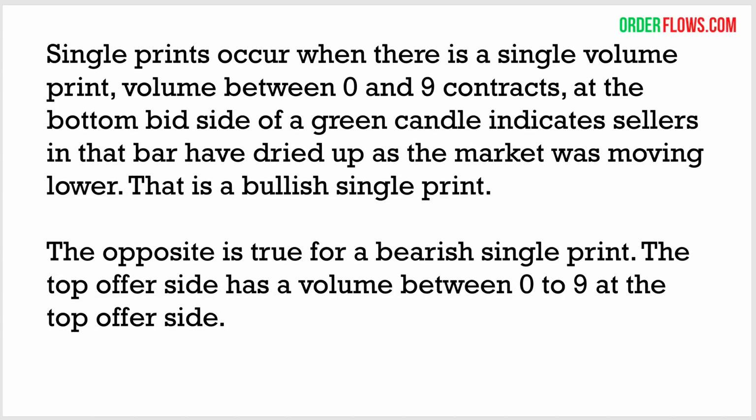So again, just briefly, a single print occurs when there's a single volume print, volume between 0 and 9 contracts at the bottom bid side of a green candle, which indicates sellers in that bar have dried up as the market was moving lower. This is a bullish single print. The opposite is true for a bearish single print. The top offer side has a volume between 0 and 9, which indicates that buyers were starting to dry up. People have lost interest in buying, basically.